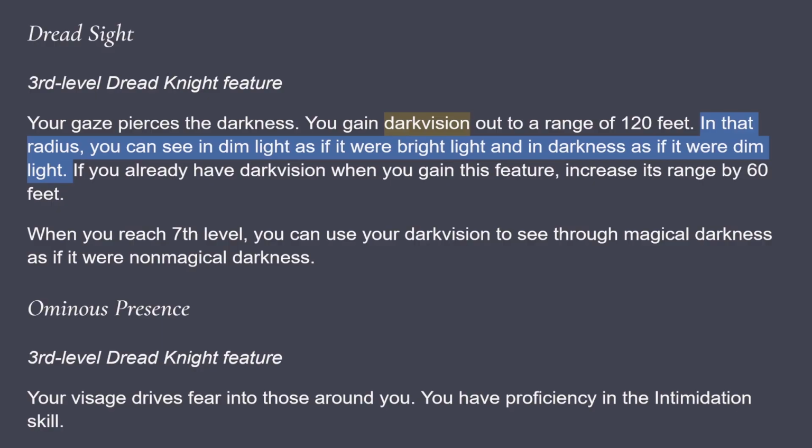But this is actually very important, because seeing in dim light as if it was bright light becomes basically necessary because of a feature we get later that creates the shadows swirling around us and makes everything dim light in that radius. So with this subclass, you're pretty much constantly going to be surrounding yourself with dim light. So this is pretty much a must-have.